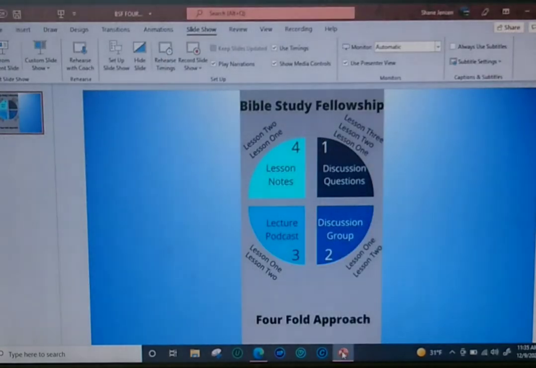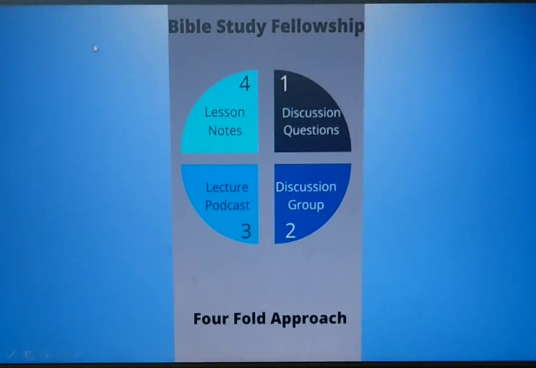As you work through your BSF study this year, I hope that this will help you remember the order of the fourfold approach. If you have any questions, please feel free to ask your group leader.